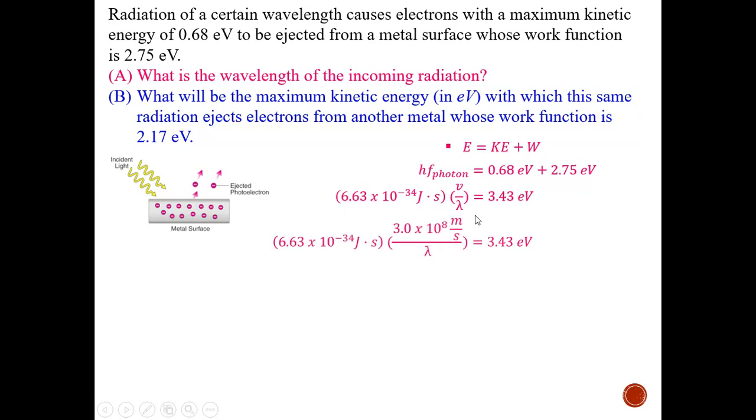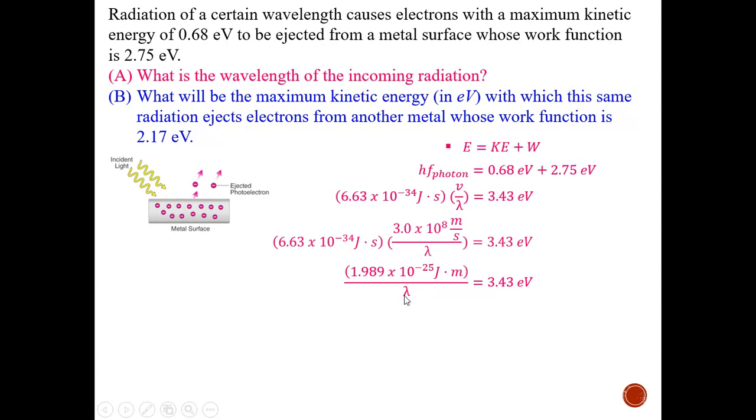So the only thing really unknown in this particular problem is lambda, and that's essentially what you're trying to find. From this step to this step, the only thing different is that I replaced v with the speed of light, which is 3.0 times 10 to the 8th meters per second. Okay, so I can do a little simplification. I'm going to multiply h with v, and that gives me 1.89 times 10 to the negative 25 joule meters, because the seconds here and here cancel out. And lambda is still in the denominator.